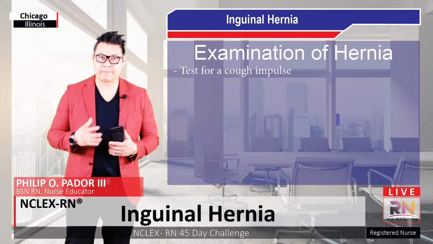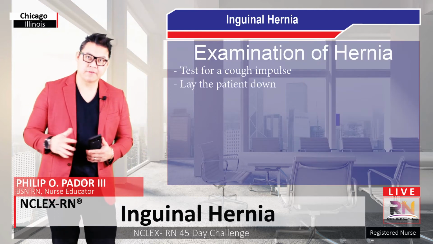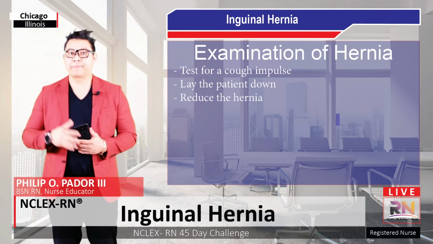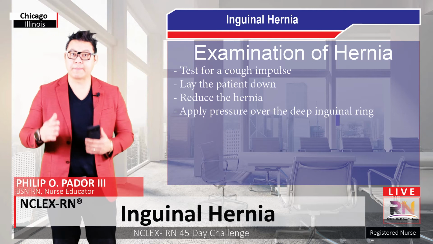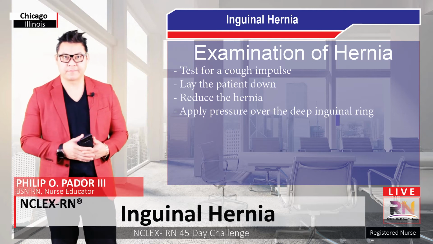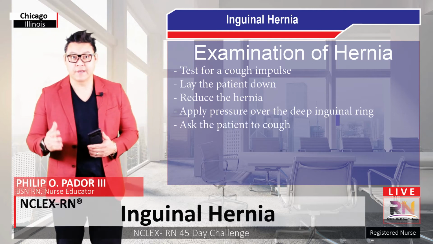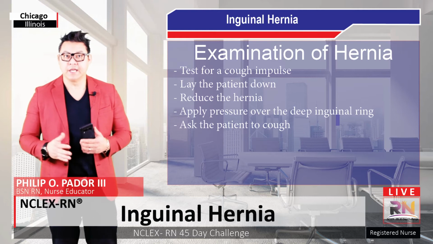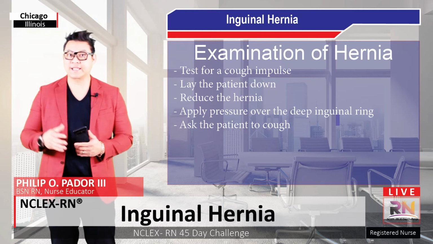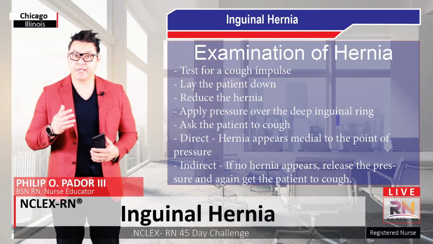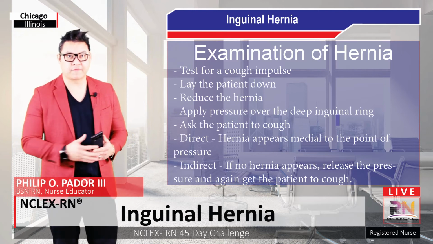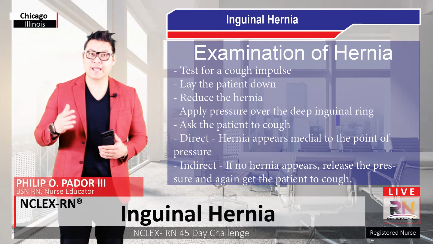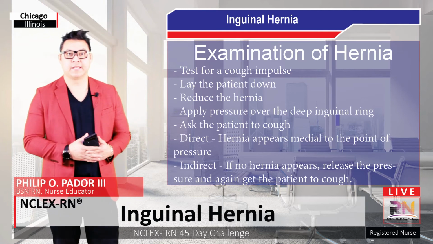Test for a cough impulse. Lay the patient down and reduce the hernia. Apply pressure over the deep inguinal ring, 1 cm above the midpoint of the inguinal ligament. Ask the patient to cough. If the hernia appears medial to the point of pressure, it is likely to be direct. If no hernia appears, release the pressure and again get the patient to cough. If it appears, it is likely to be indirect.